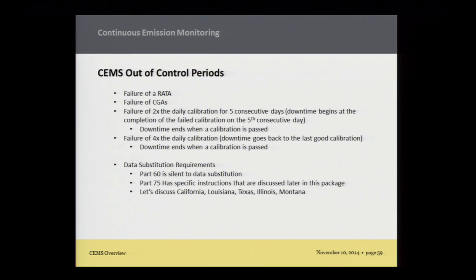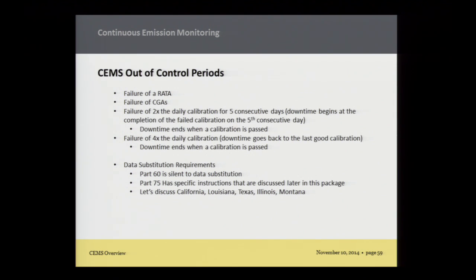So there are specific data substitution requirements in Part 75. Guess what? Part 60 is silent to it. It doesn't tell you what to do if I get bad data. It just says use engineering calculations. Yeah, and you better have something because we did it wrong. So, I mean, nobody ever really thought about that part of the requirement.